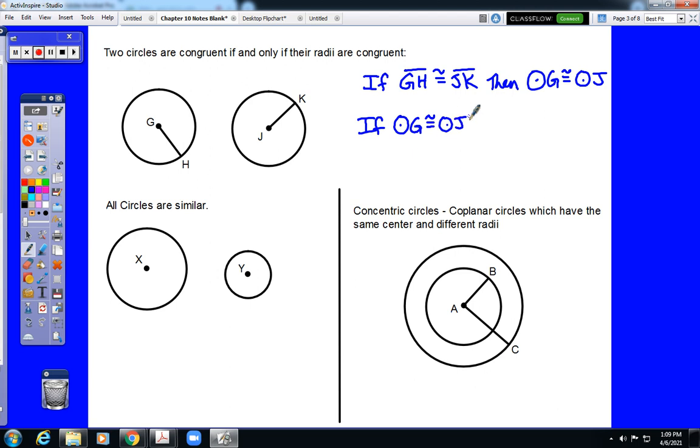If circle G is congruent to circle J, then that tells us that those radii, GH and JK, have to be congruent. If and only if. We got ourselves a biconditional statement there. Yeah, reaching back, aren't I? Look, there's a chapter 2 skill. Chapter 1 skill. I don't even remember how long ago we talked about that. Okay, both that conditional statement and its converse are true. 2 circles are congruent if and only if their radii are congruent.